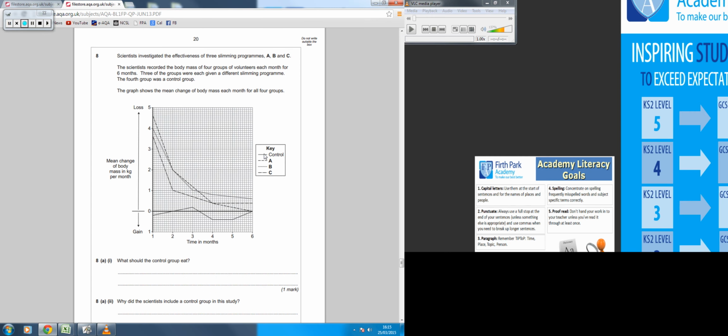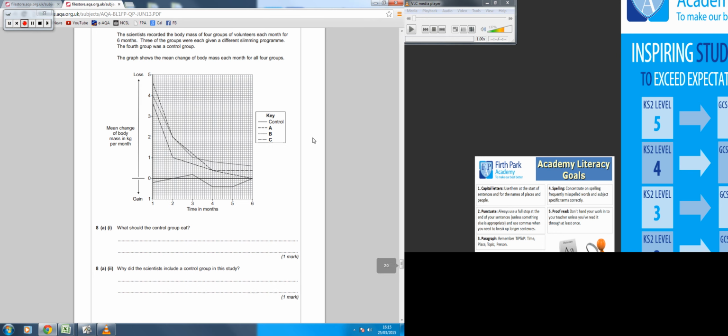Then there's one about, again a classic question from a B1 paper, a slimming program. So we've got slimming program A, B and C. Let's have a look at the information for it. The scientists recorded the body mass of 4 groups of volunteers each month for 6 months. 3 of the groups were each given a different slimming program. The 4th group was a control group. That's one that we're trying to keep as a baseline to see if it actually has any effect. The graph shows the mean change of body mass each month for all 4 groups.